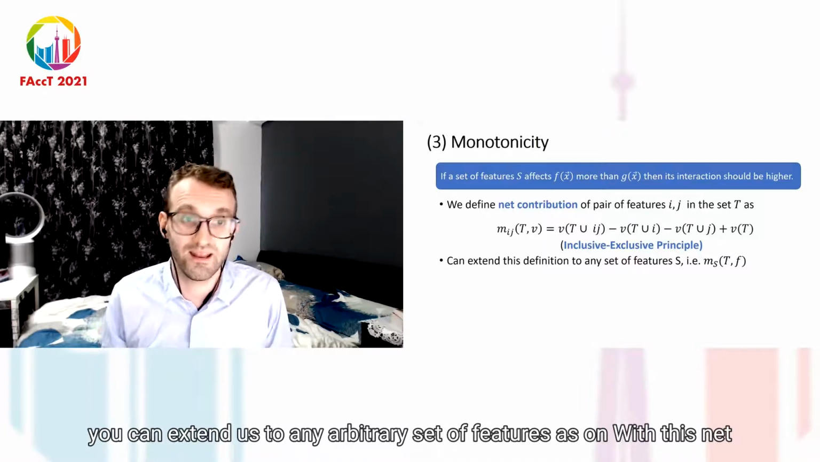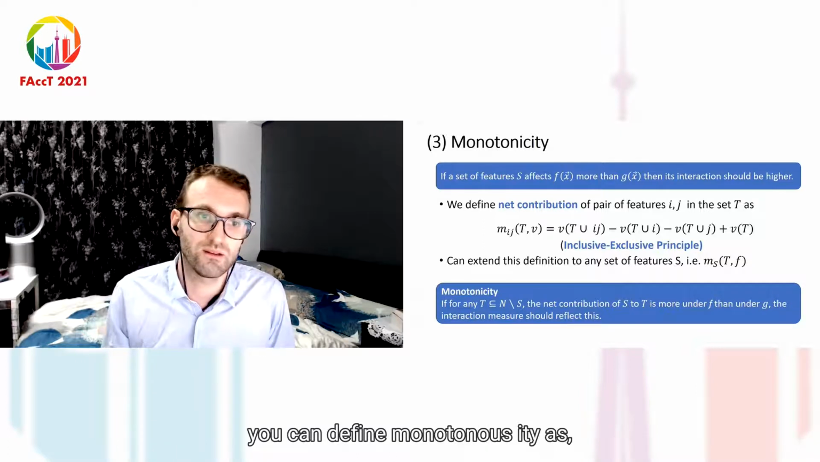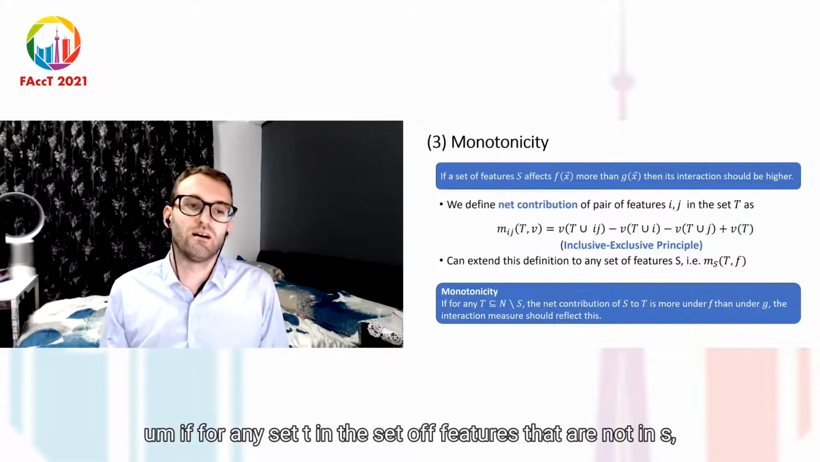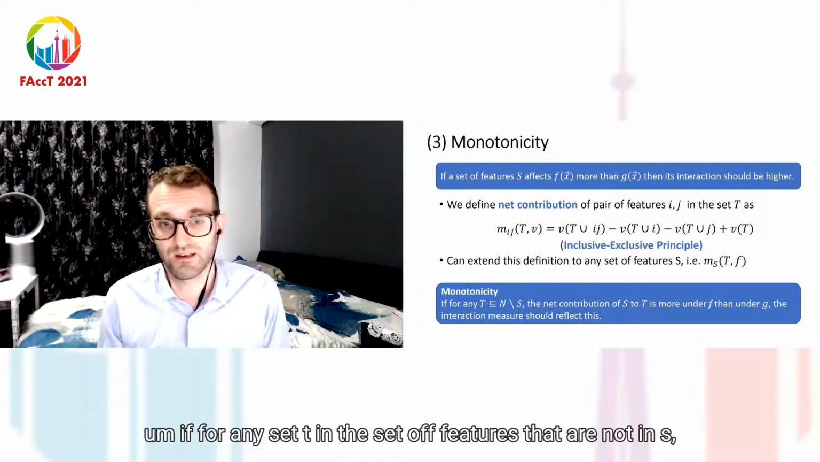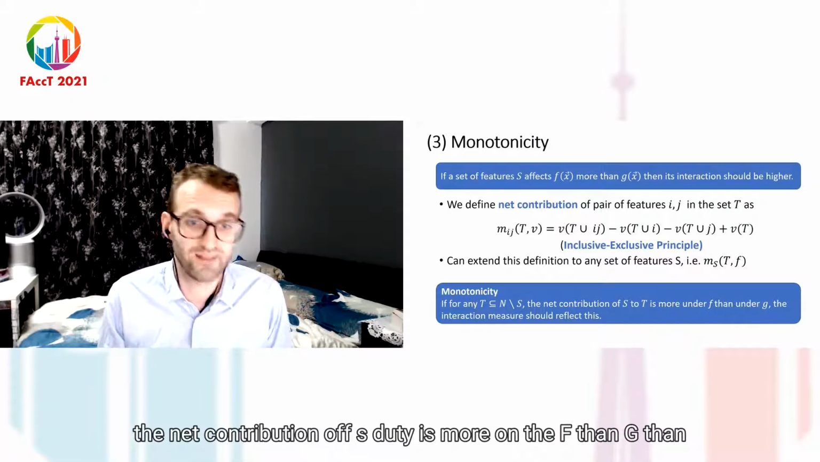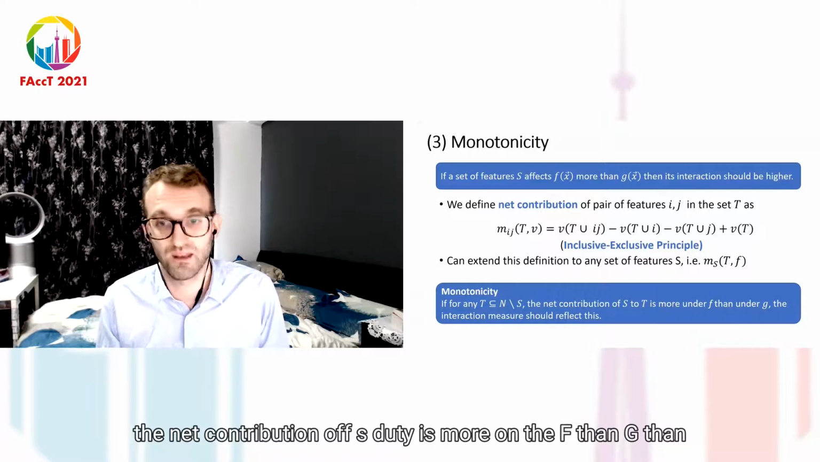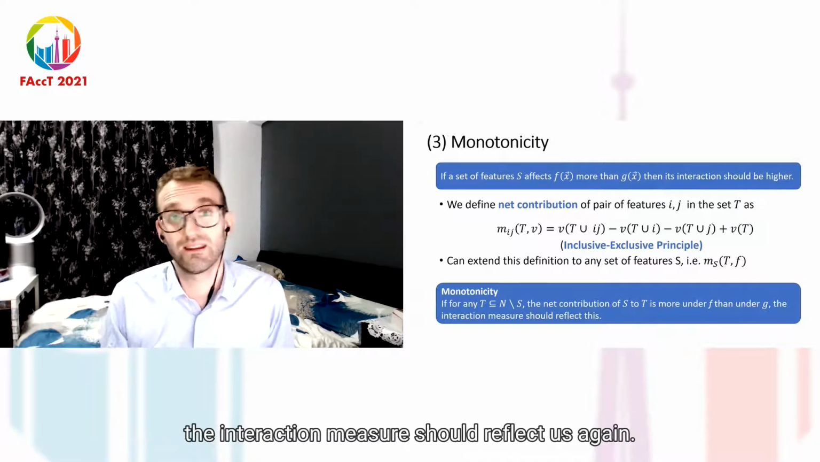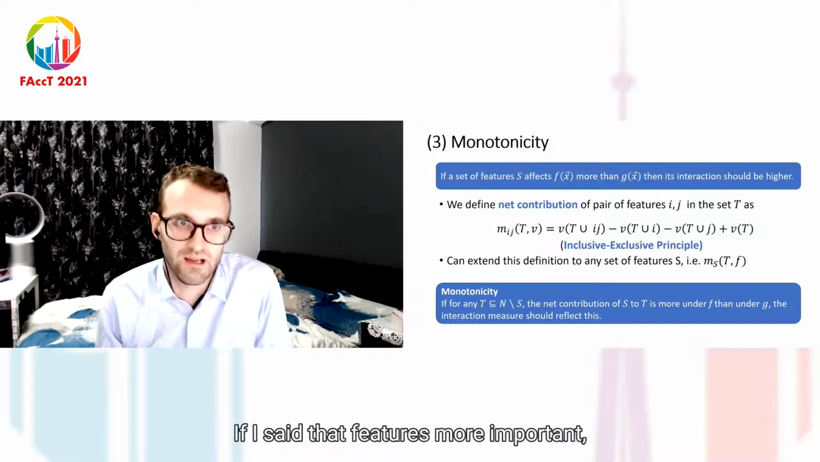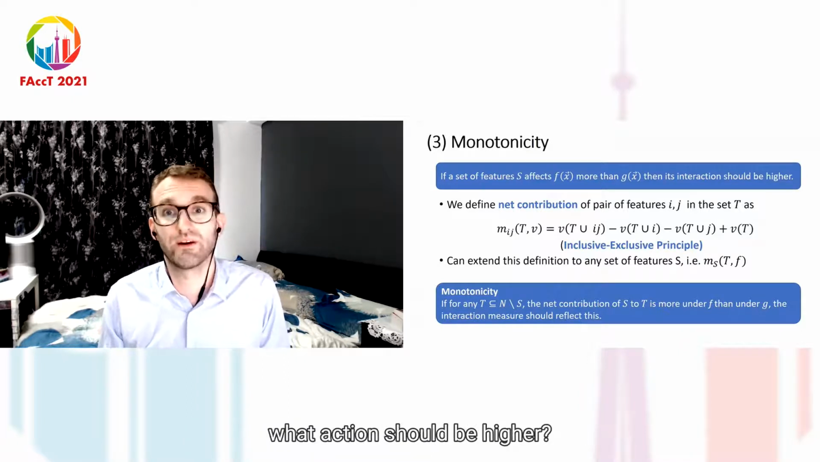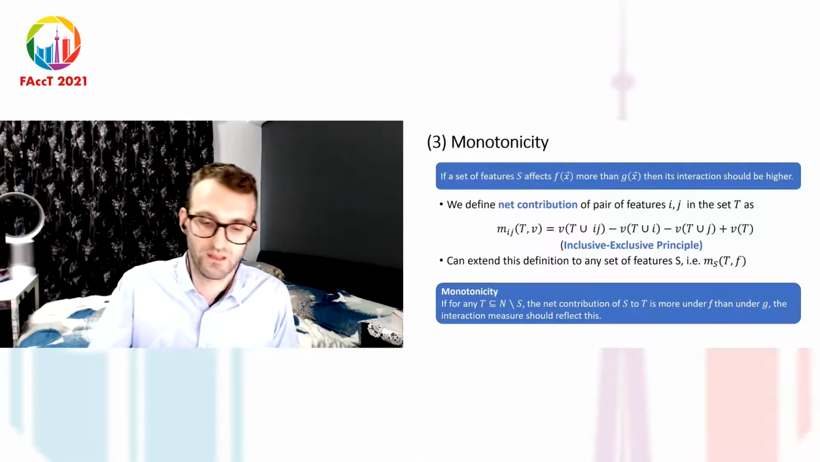And with this net contribution, you can define monotonicity as follows: if for any set T in the set of features that are not in S, the net contribution of S to T is larger under F than under G, then the interaction measure should reflect this. Again, if a set of features is more important, our interaction should be higher.